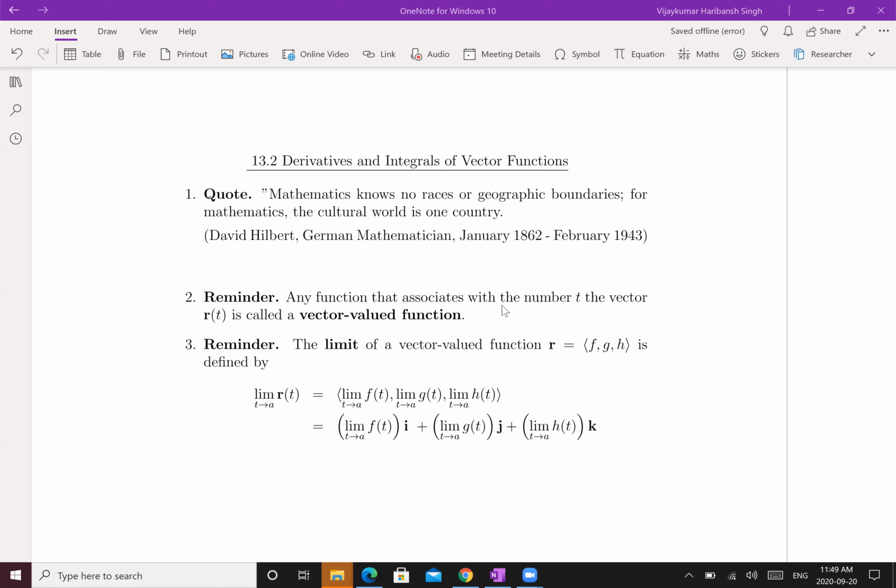Anyway, let's read the quote, which says, mathematics knows no race or geographical boundaries. For mathematics, the cultural world is one country. Quite a beautiful quote.